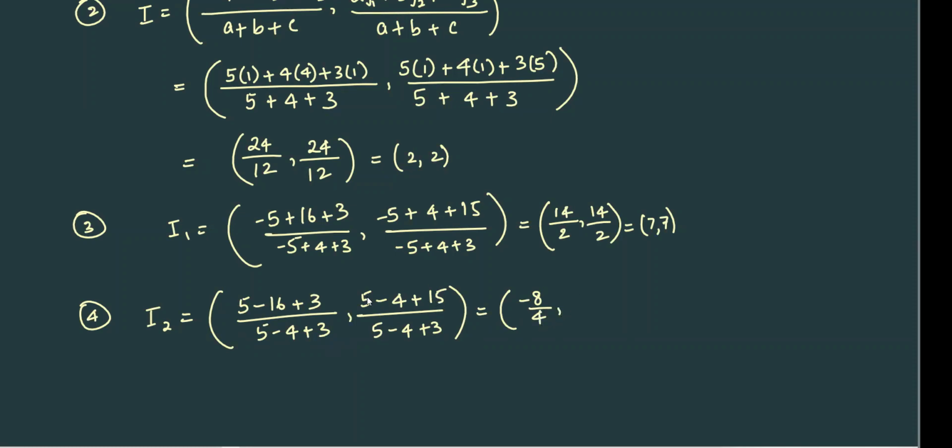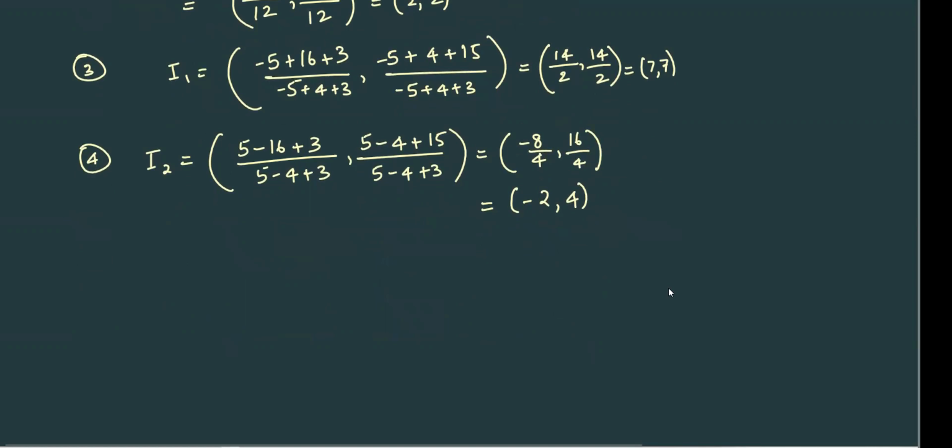Next, this is 20. 5 plus 15 is 20. Minus 4 is 16 upon 4. So we get the answer as minus 2, 4. Minus 2, 4. Okay, so one of you has answered correctly and one of you has made a mistake in this. So minus 2, 4.